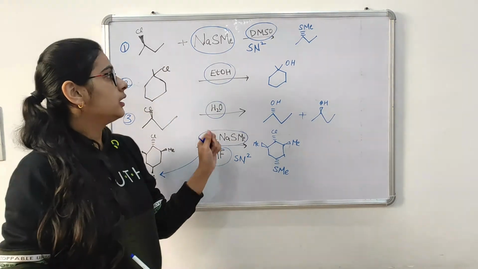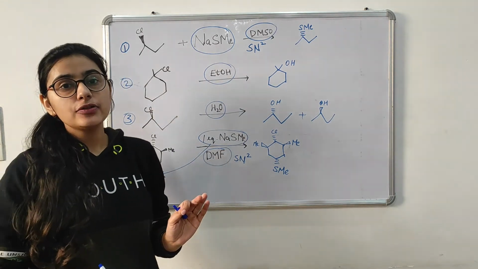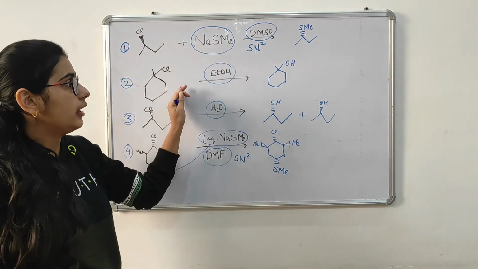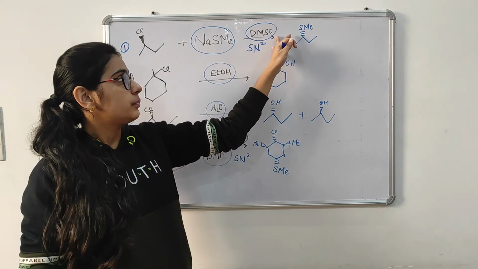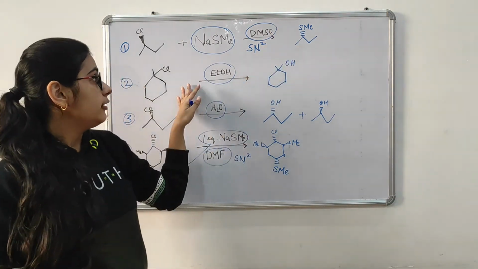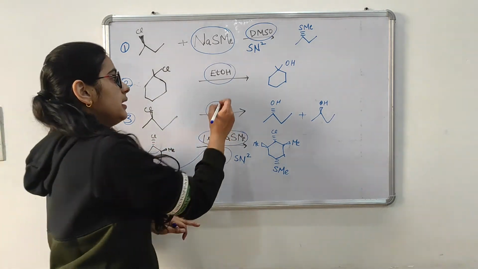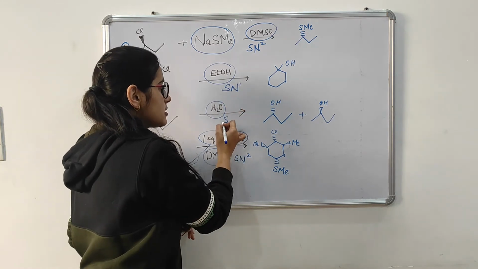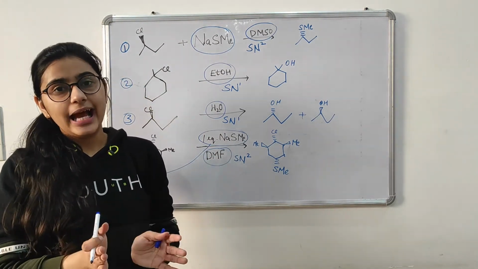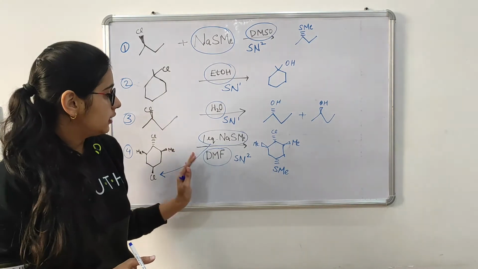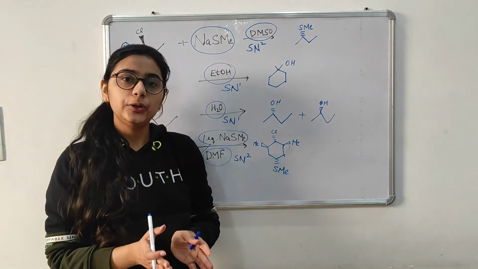So how do we determine whether it is an SN1 or SN2 reaction? First of all, we have to see whether the nucleophile is present or absent. If the nucleophile is present and our solvent is polar aprotic, then it is SN2. Here we do not have any nucleophile and our solvent is polar protic, so this will be our SN1 reaction. Similarly, EtOH and H2O are polar protic solvents, so the reaction will be SN1. Here the solvents are polar aprotic, DMF and DMSO, so the reaction will be SN2.